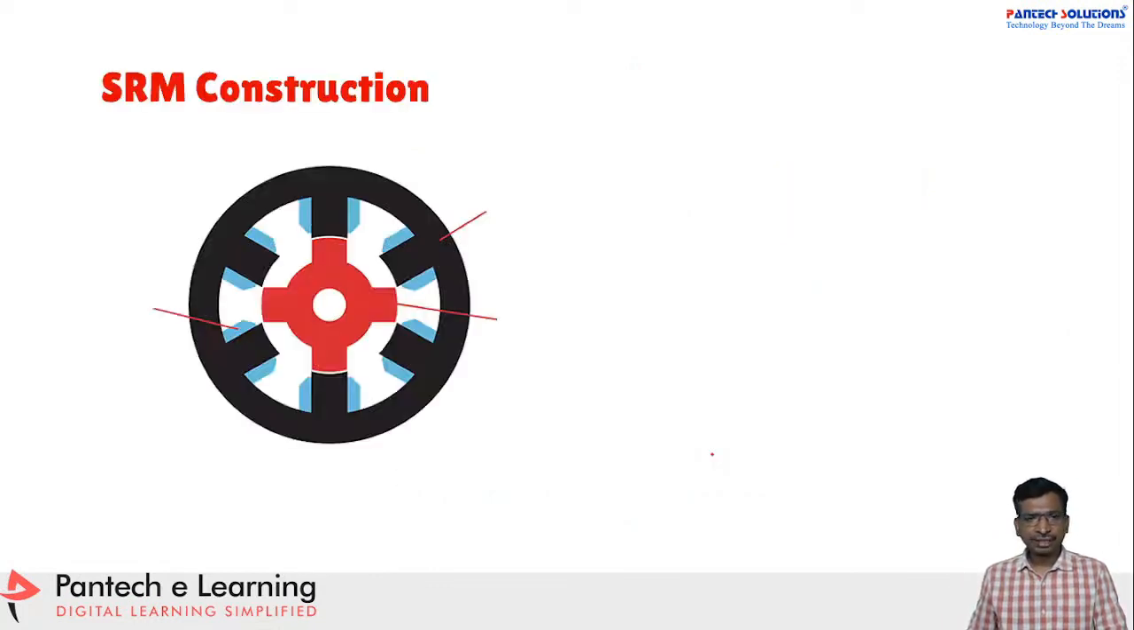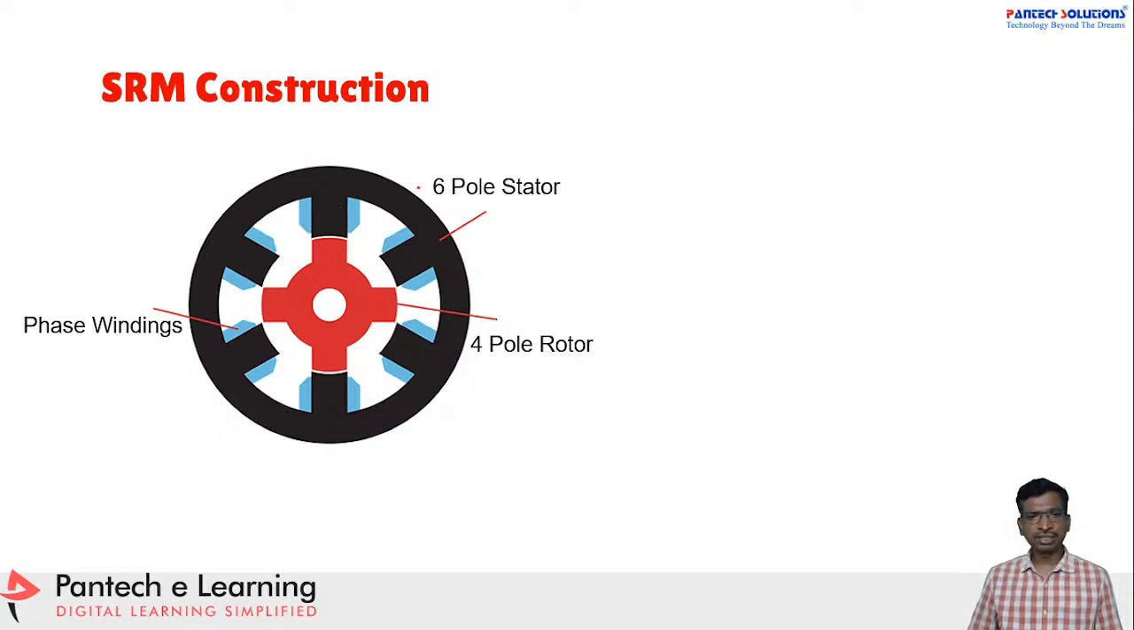So if you see here, this is the basic SRM motor construction, and here we can take this as a 6-pole stator. The stator poles are 6 in number, and the rotor poles are 4 in number, right? The red color denotes the rotor, and it has 4 poles. And in the stator poles, we have phase windings.